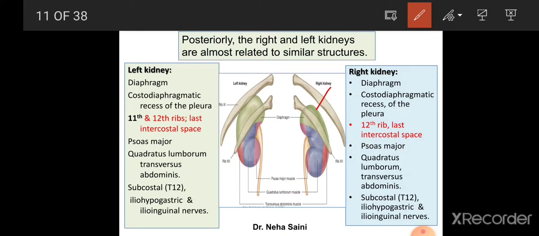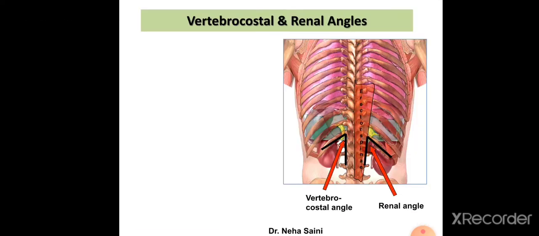Then below that we have the three muscles of the posterior abdominal wall. The medial-most is the psoas major, then lateral to it we have quadratus lumborum, and the lateral-most is the transversus abdominis muscle. Then the neurovascular structures which are passing in between these muscles are the subcostal nerve, iliohypogastric and ilioinguinal nerves.